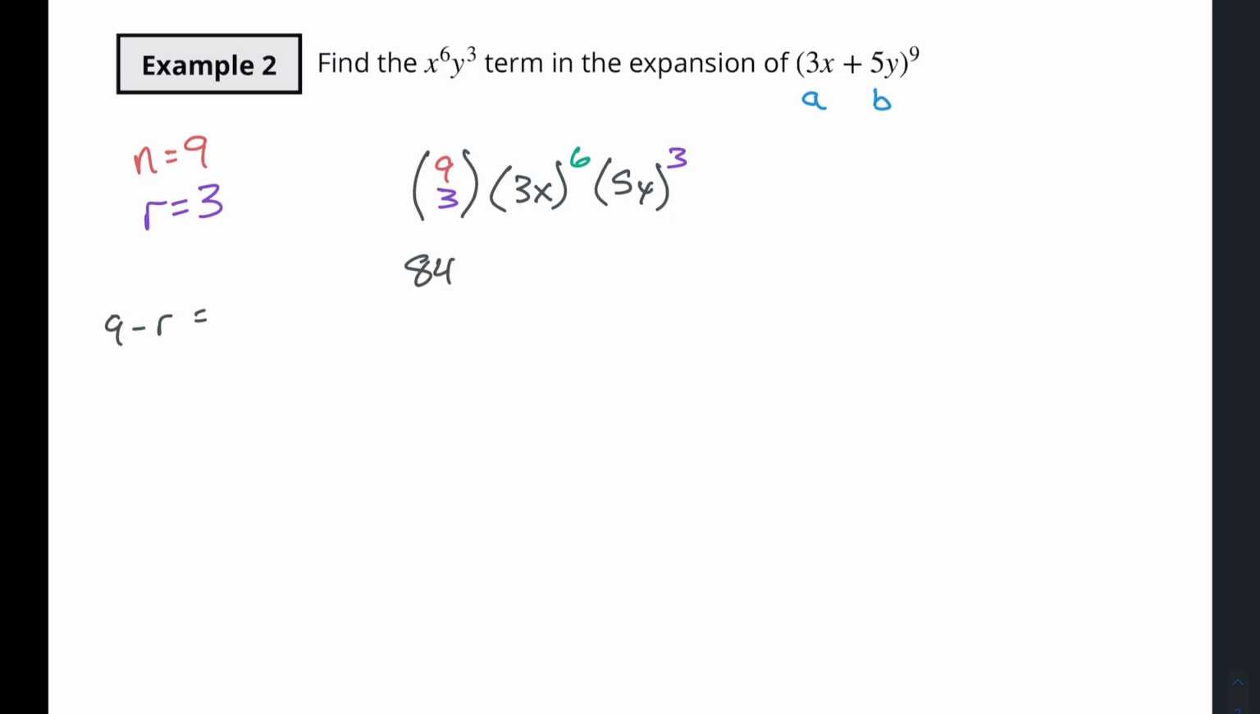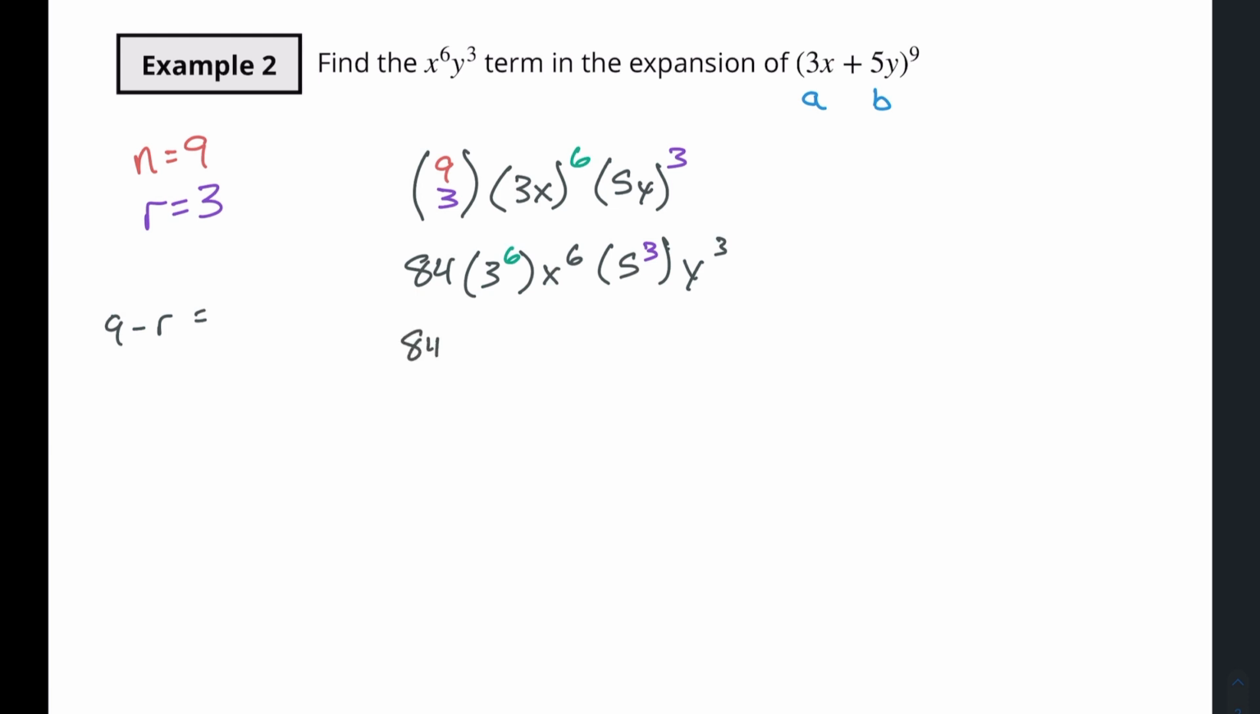Now we've got 3x to the 6th power. Remember, that's 3x times 3x times 3x, so both of these things go to the 6th power. So we're going to have 3 to the 6th power times x to the 6th power. And then same thing here, we're going to have 5 cubed and y cubed. All right, so we've got our x to the 6th, y cubed. Now we just need to multiply all this stuff out.